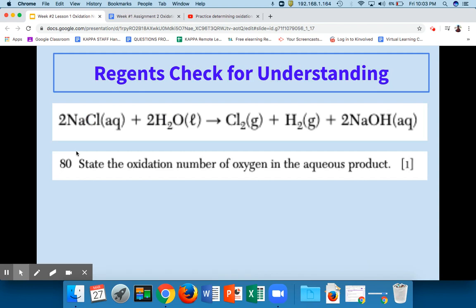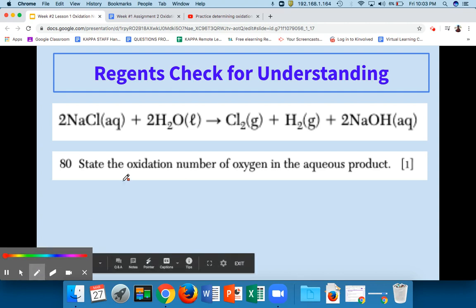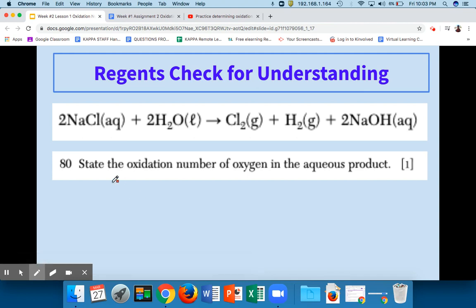So let's try this Regents question. State the oxidation number of oxygen in the aqueous product. Remember, aqueous means a solid dissolved in a liquid. So it's denoted by this AQ in parentheses. So there's no oxygen here. So let me keep looking. Okay, here's my compound that I need to look at.